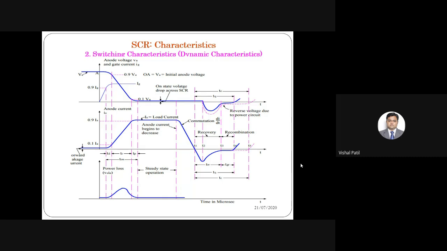Okay, so what I'm trying to say here is you need to draw these characteristics very carefully. You need to mention each and every parameter on the characteristics itself. Okay, that is something very important.